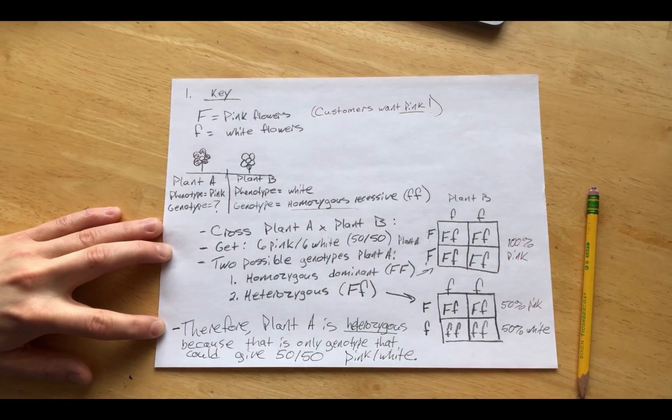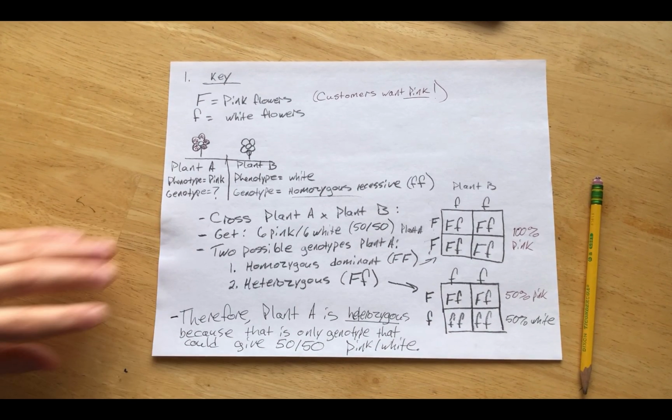Now that we're done with this problem, we're going to move on to problems 2 and 3. Using this information, we now know plant A is heterozygous. We're going to move on and start working on parts 2 and 3.